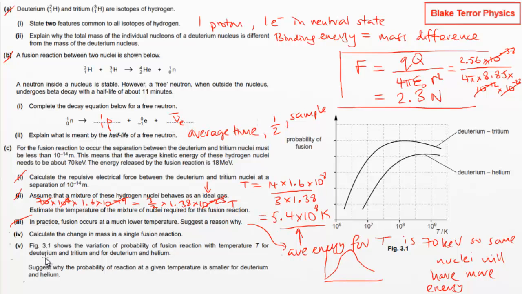Right, calculate the change in mass in a single fusion reaction. Right, so what are we getting? That's our energy release. So 18 times 10 to the 6 times 1.6 times 10 to the minus 19. That is our energy release, and that is going to be equal to our delta M times c squared. So we just need to divide this right-hand side by 9 times 10 to the 16. And then we're going to get our answer.